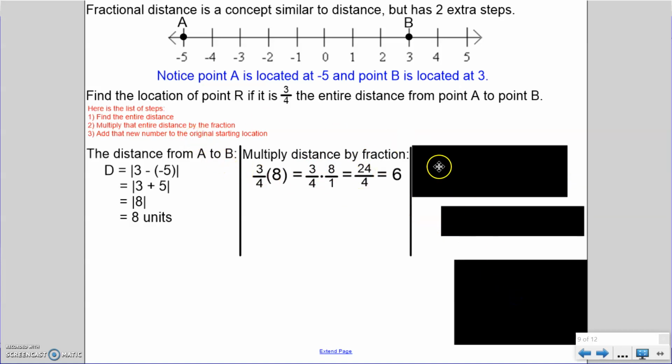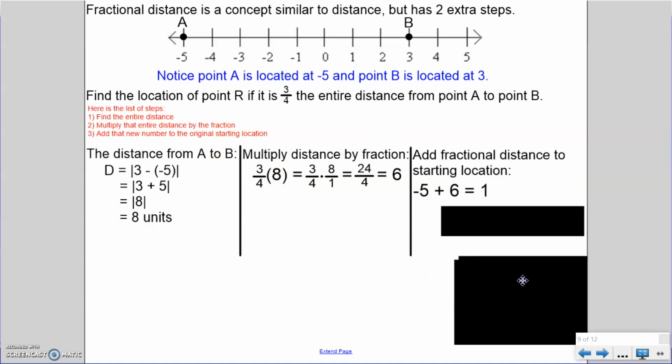All right, last step is add that number to the starting location. We're starting at A, so we're going to do -5 plus 6 to get 1. So point R is located at 1. So this right here is 3/4 the entire trip all the way to B.